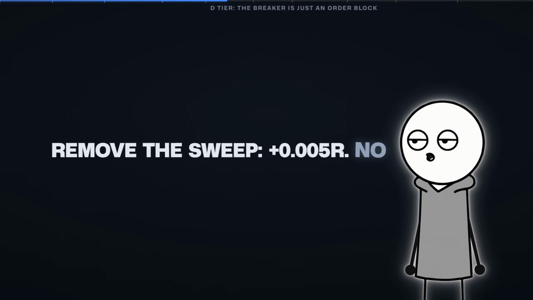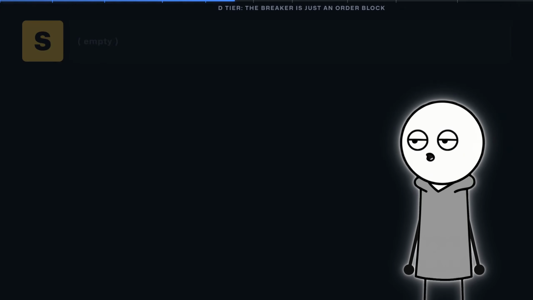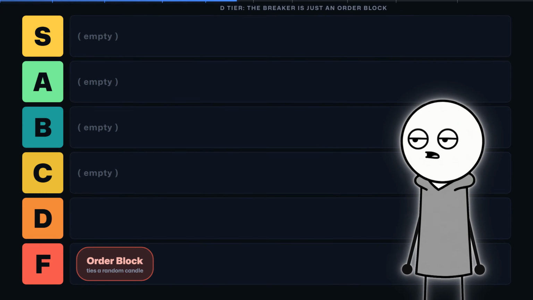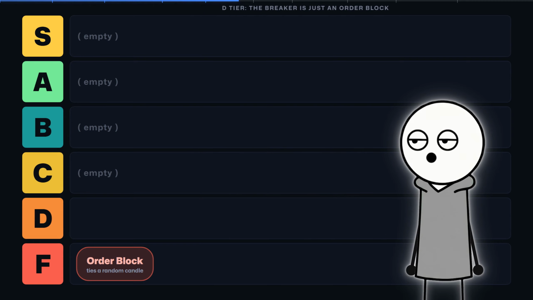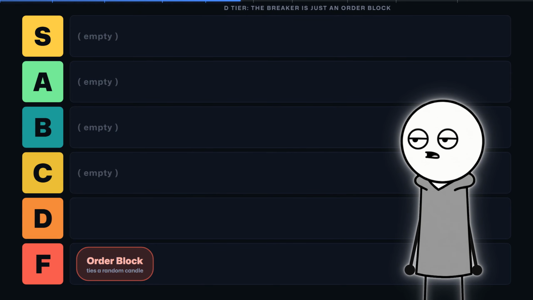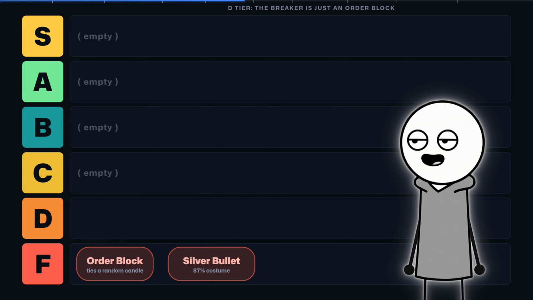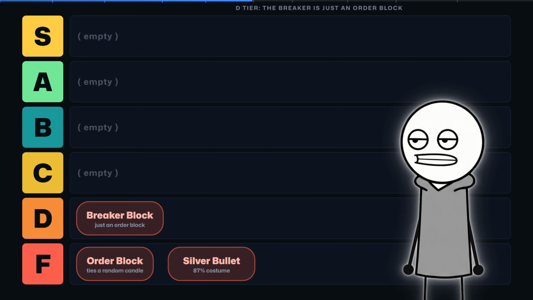But the breaker makes you put your stop way past the liquidity sweep, so you risk about 3 times as much per trade for that identical result. And it shows up 7 times less often, so you wait far longer for it. Then we did the obvious thing. We deleted the liquidity sweep, the one rule that is supposed to make a breaker special. Nothing changed. The breaker is a plain order block that costs more and shows up less. D tier.